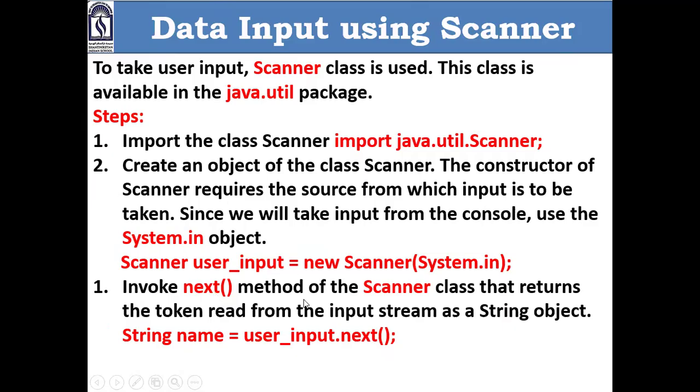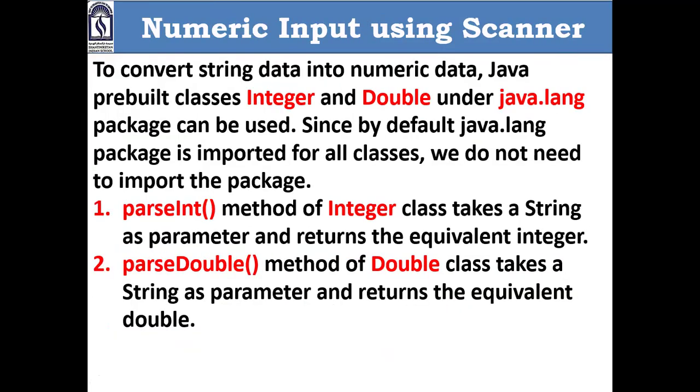So invoke the next method of the Scanner class, which returns the input you read from the console in the form of a string. So whatever input we are getting through the console with the help of the Scanner class invoking the next method, it is in the form of a string only. Whatever we are getting from the console using the Scanner class will be in the form of a string, which you need to understand. Then how do we convert string input into numeric input? Is it clear?